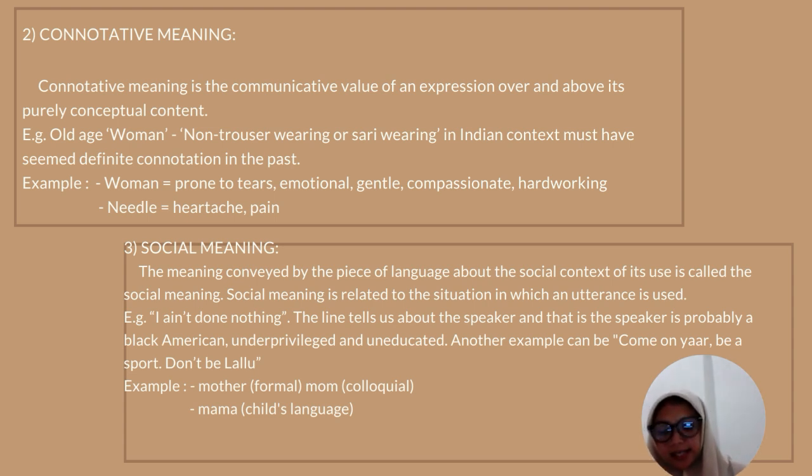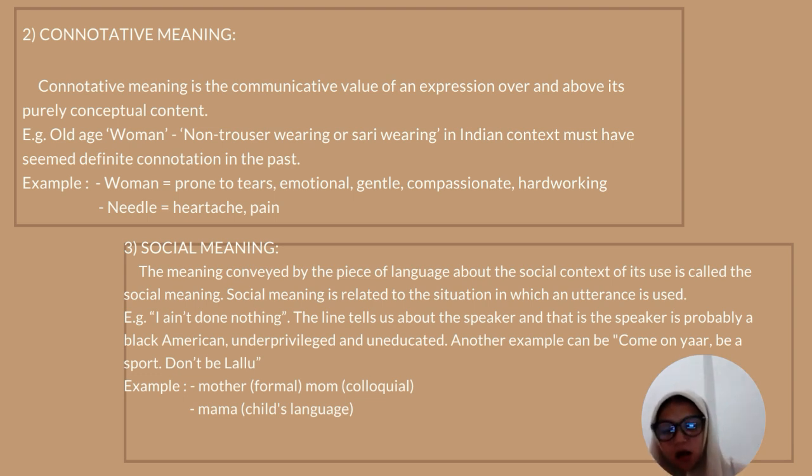And then the second example is women are prone to the traits emotional, gentle, compassionate, hard worker, and so on. So, in this case, they talk about women, how women work hard in the house, for example, and how women have an emotional high career, for example, and women are also gentle, for example. And the third is social meaning.